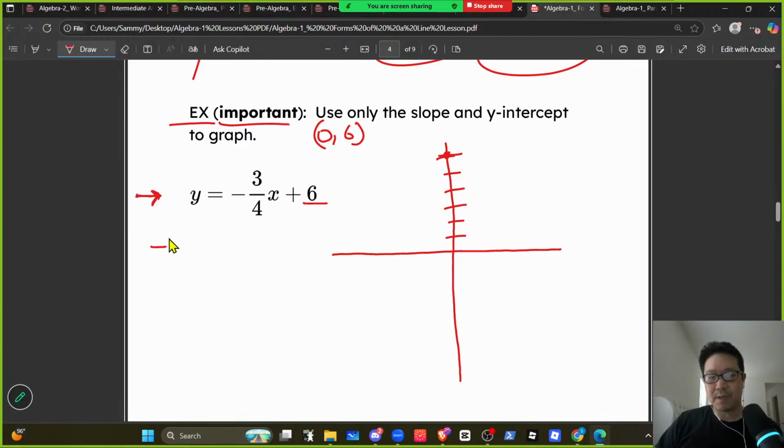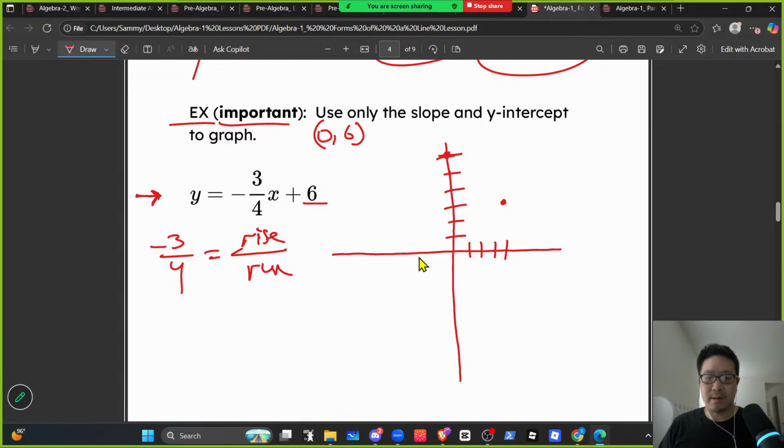So the slope is -3/4. You said the rise is going down 3 units. What would the run be? 4. To the right. To the right 4 units. Good. So you would go down 3 units, 1, 2, 3. And then you would go right 4 units, 1, 2, 3, 4. Right here. Yeah.